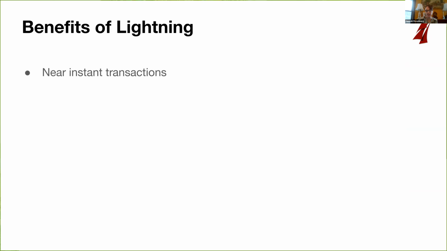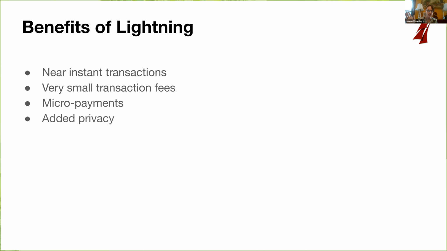Quick benefits of Lightning: near instant transactions, very small transaction fees. You can do micropayments. There's added privacy, and all with no third parties. There are routing nodes, which are similar to mining-type intermediaries, but no major intermediary.